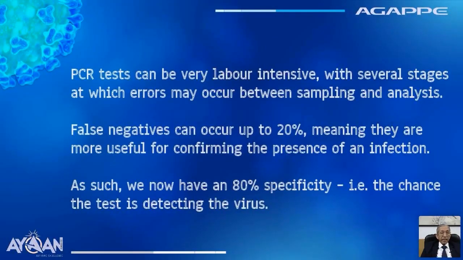Now, PCR tests can be very labor intensive as well as capital intensive, with several stages at which errors may occur between the sampling and analysis. Therefore, false negatives can occur up to 20%, meaning that they are more useful for confirming the disease. If the test is positive, that means infection is there, certain. But a negative result will not rule out the infection. That is what I want to emphasize at this moment. There is only 80% specificity even in very good labs, and therefore there are many areas where false positivity can come.